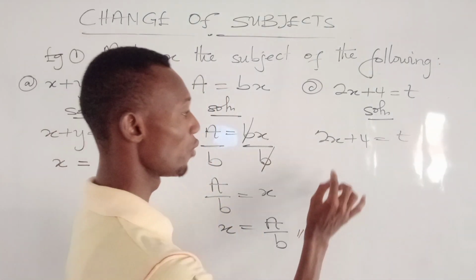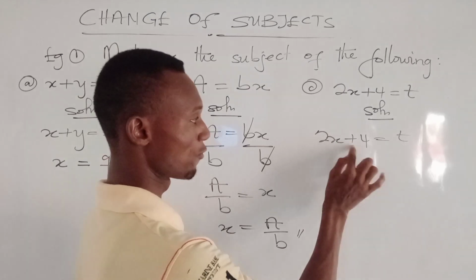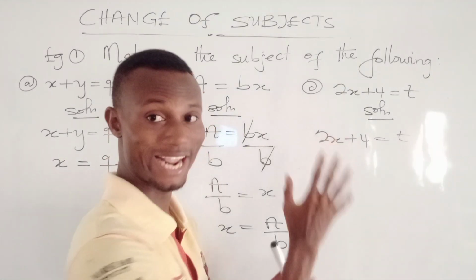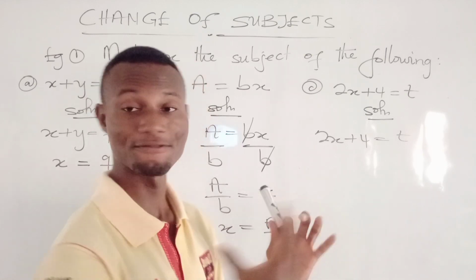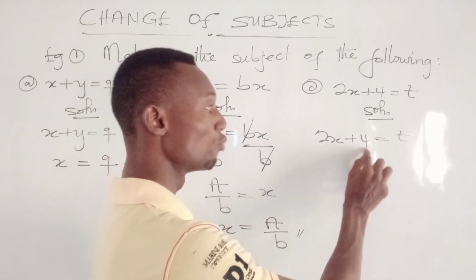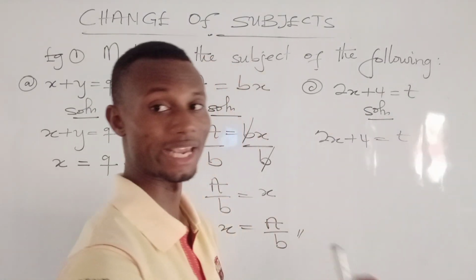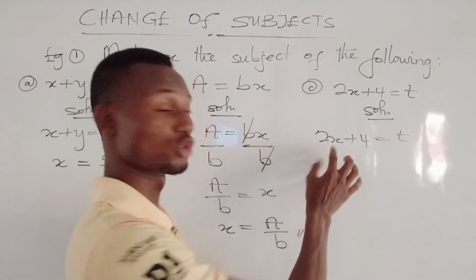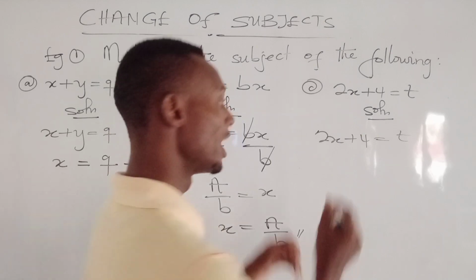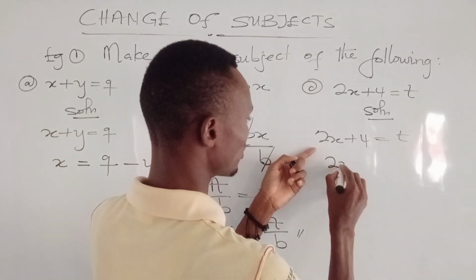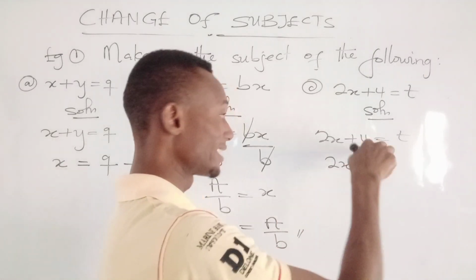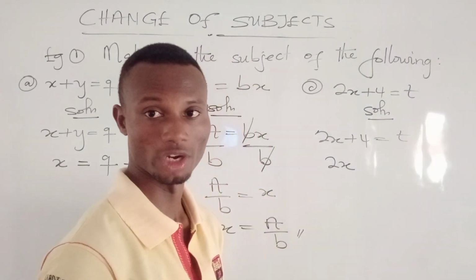Now we have 4 attached to the s, and we have 2 also multiplying the s. The first thing to do is to move this 4 away first. Afterwards we'll look at what we are going to do to move the 2 away from the s. So I'm going to repeat my 2s, and this positive 4, I'm going to let it cross the equal sign to go and join the t.